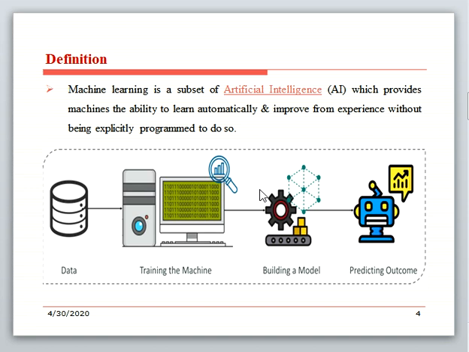Next, let me focus on the definition of machine learning. Machine learning is a subset of artificial intelligence which provides machines the ability to learn automatically. We give the particular data, train the machine, develop the model, and next find the outcome. The outcome is the decision of whether a person has the disease or not. So we train the machine to do a particular process. The machine is learning through the data that we provide. That is the extract of machine learning.